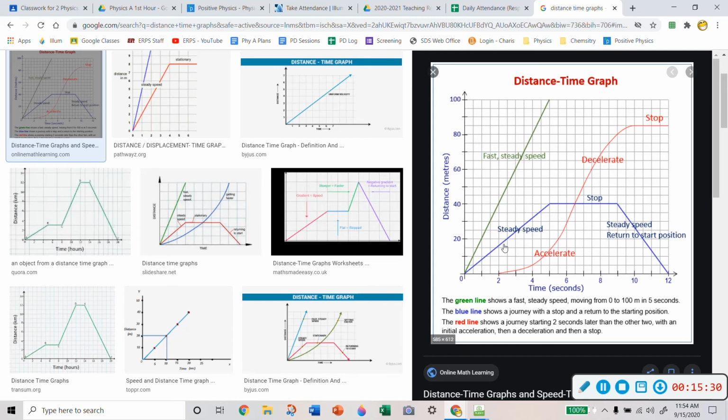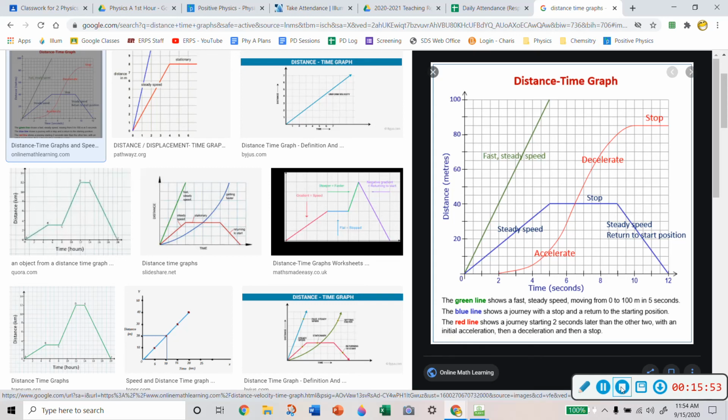Steady speed here for this blue one, but that means it's going slower than the green one. And then here it says steady speed, return to the start position, so it has changed direction. And that kind of stuff. You need to know those things, and you need to know how to calculate the slope. We will never do the slope of a curved line. That is not the math we are going to be responsible for. Okay? So that is distance-time graphs in short form.